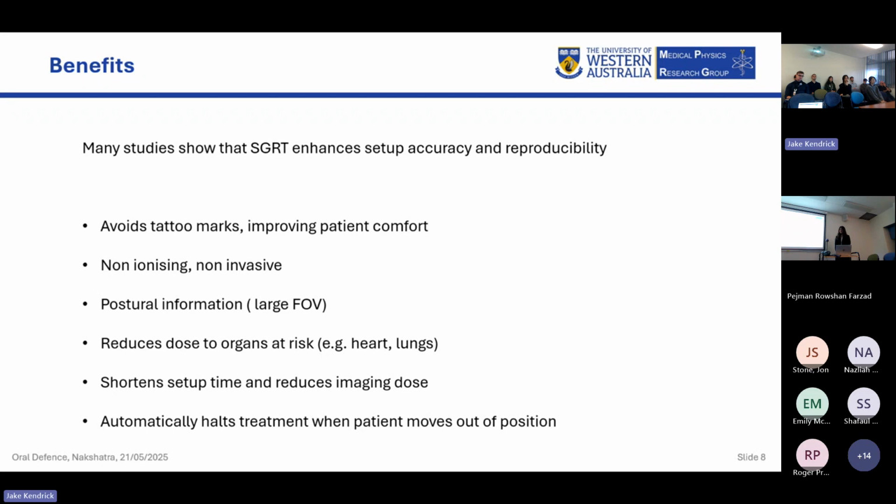The system also offers real-time postural tracking with a large field of view, giving a more holistic positional verification. It also reduces radiation dose to nearby organs with the integration with DIBH. It shortens setup time, minimizes the additional imaging, and automated treatment interruption is also possible when the patient moves out of the preset tolerance.